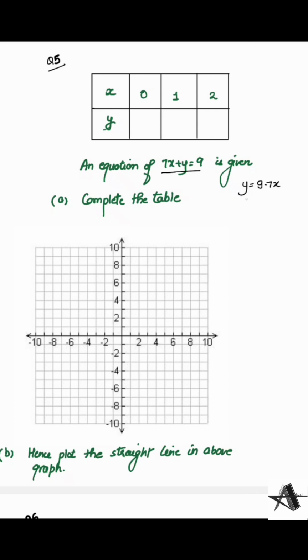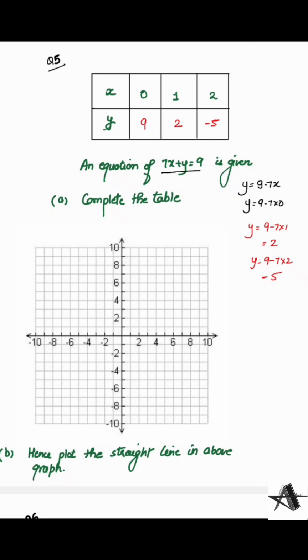Put x equals 0. So y equals 9 minus 7 times 0. It's 9, so let me write 9. Next is y equals 9 minus 7 times 1, which is 2. So the answer is 2. Then next is 9 minus 7 times 2, 9 minus 14, so minus 5. So the answer will be -5. We have completed the table.